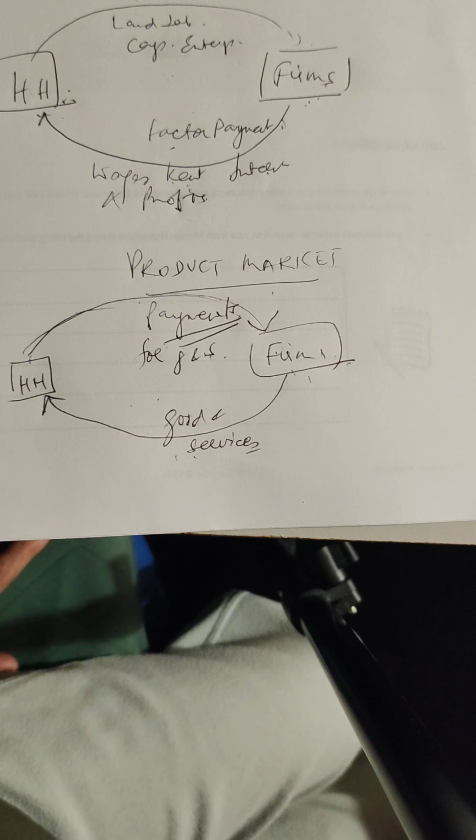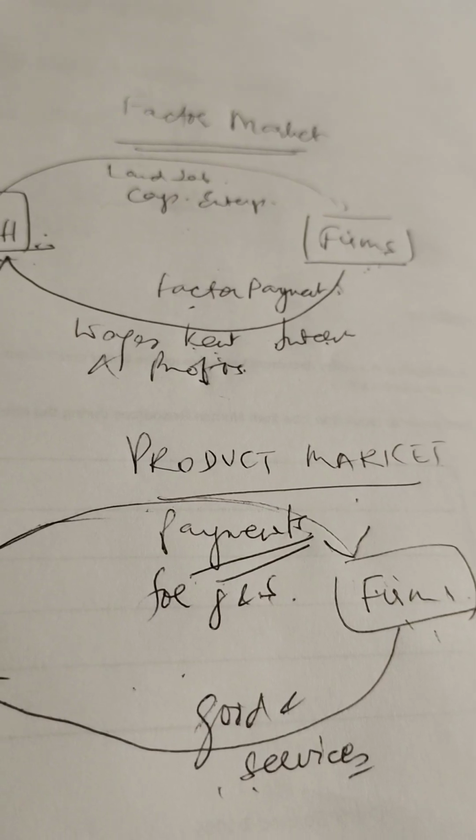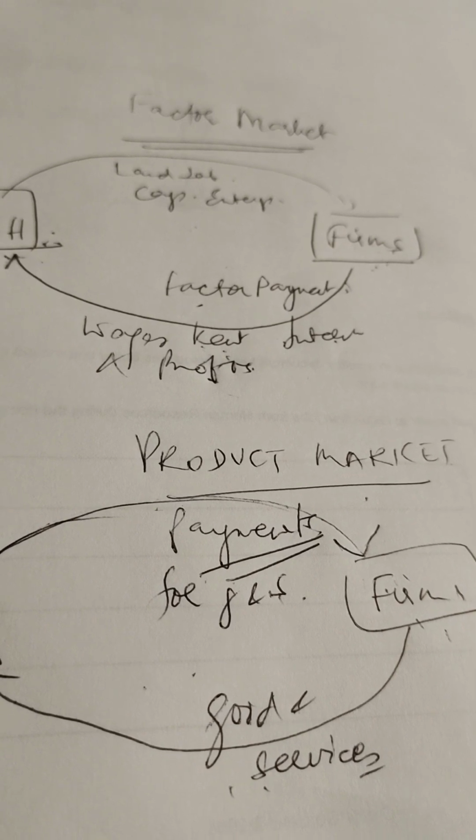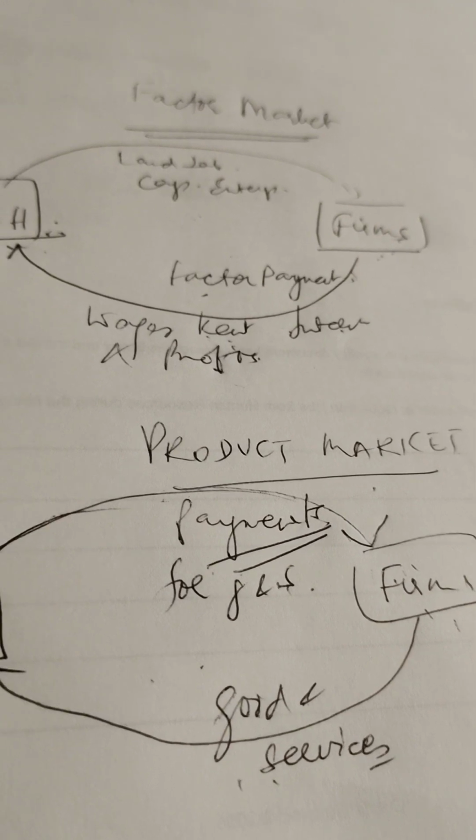Okay? So homework you must do. So that's the money, the real flow, factor market, and product market. Okay. So see you in the next class.